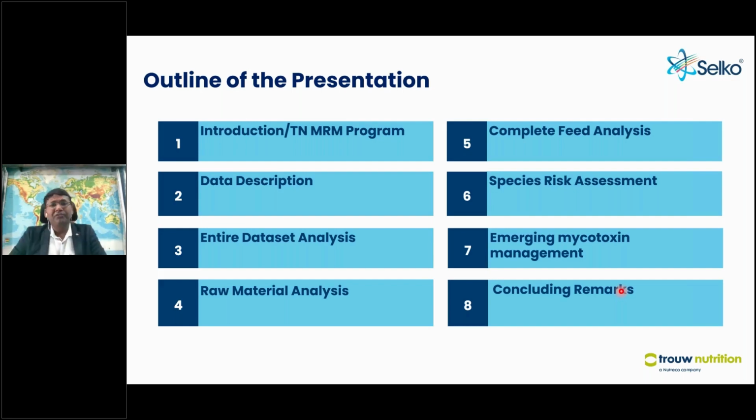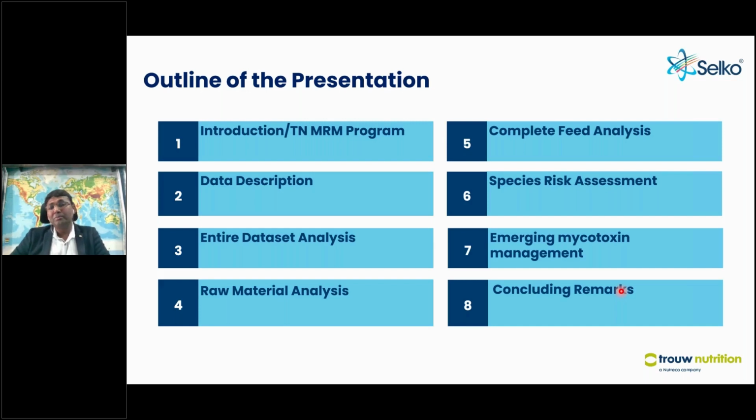Then we go to the complete feed analysis, because as we are an animal nutrition company, the impact of these mycotoxins on the performance of animals is the ultimate challenge to us. Whereas in a grain company it is a different story. They are more interested in what is the level of mycotoxins before they sell the raw material. So that's why you see I give more emphasis on the complete feed analysis. What is the impact on animals? What does it really mean to the health and performance of animals?